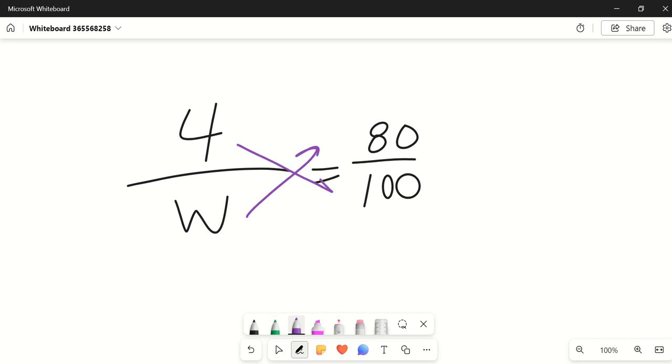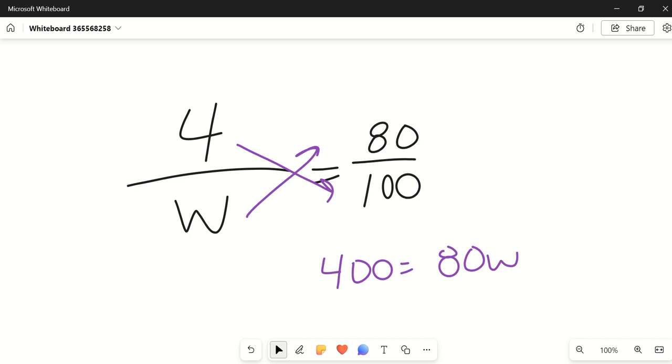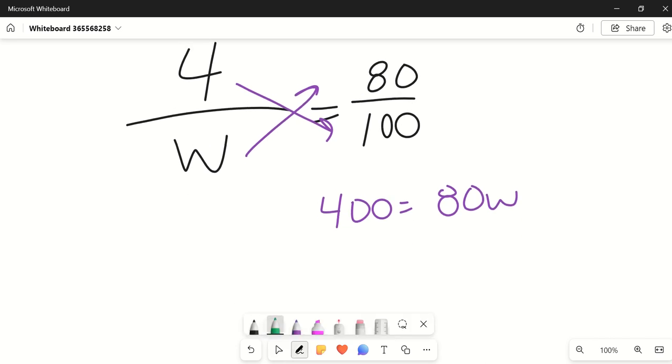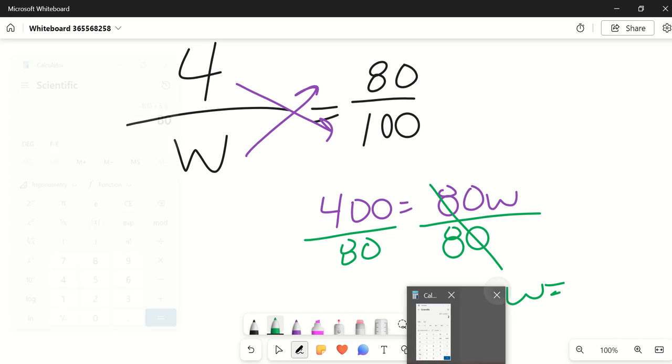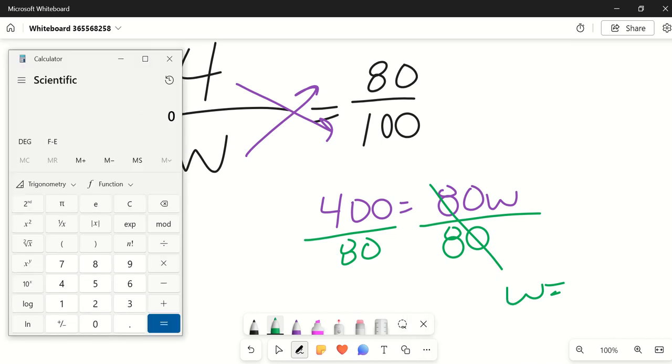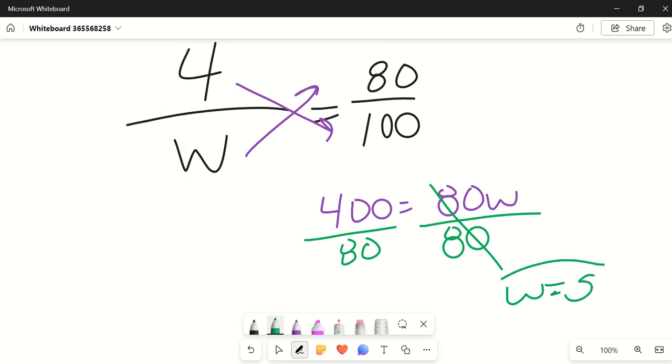We're going to multiply across again. 4 times 100 is 400, which will equal 80 times W. Let's pull this up a little bit so we have some room to work down here. I need to divide my variable by whatever's happening to it. I need to undo it. That way I'll divide this side by 80 as well. W will equal 400 divided by 80. Let's clear our calculator. 400 divided by 80 will give me 5. Therefore, W will equal 5. So 4 is 80% of 5.